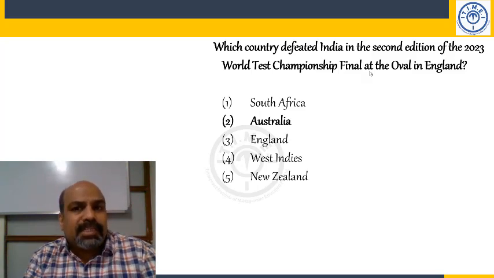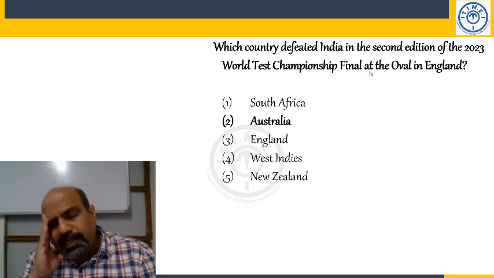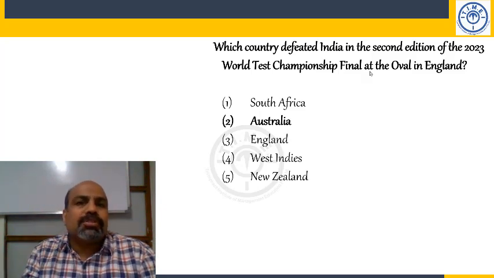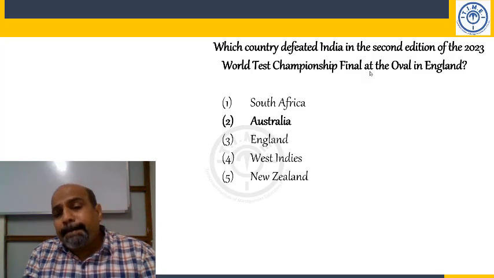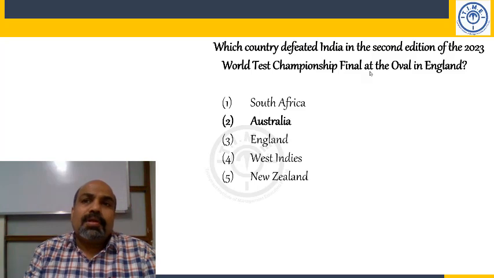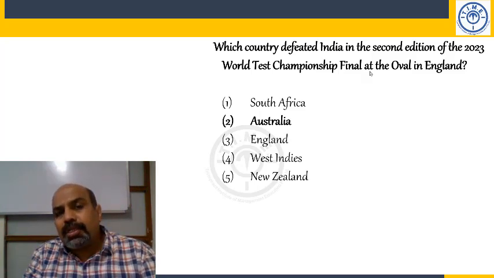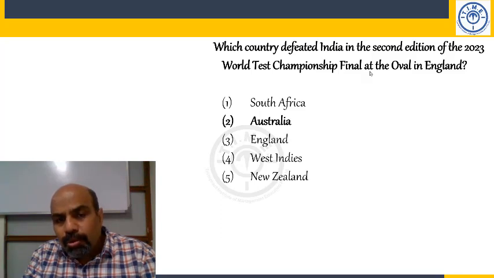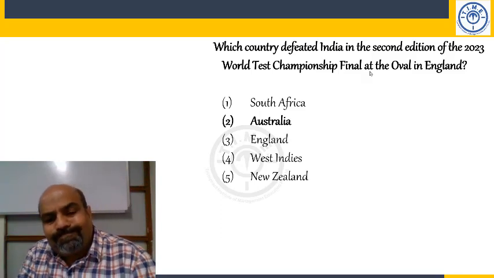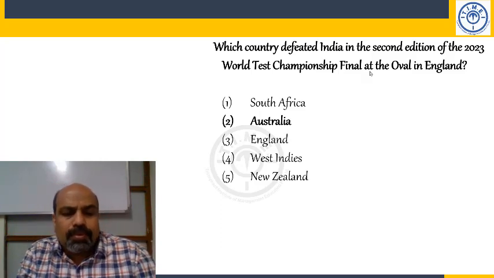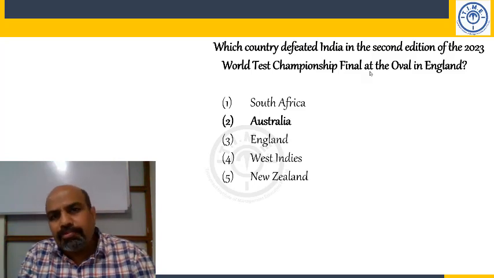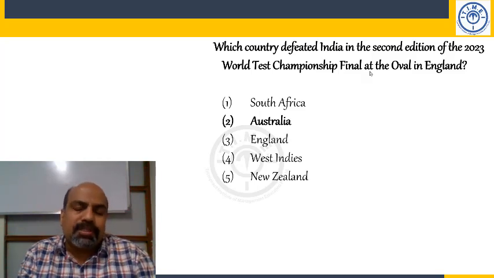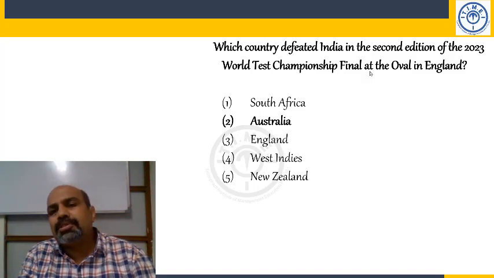Player of the final was Travis Head, T-R-A-V-I-S, Travis Head, H-E-A-D, of Australia. He batted fabulously well. Then, overall tournament, most runs in the tournament, there is this English batsman called Joe Root, R-O-O-T. I think he scored a little over 4,000 runs. If I'm not wrong, it's 4,050 runs. You could write this, 4050 runs. That's a phenomenal number of runs in 2 years.